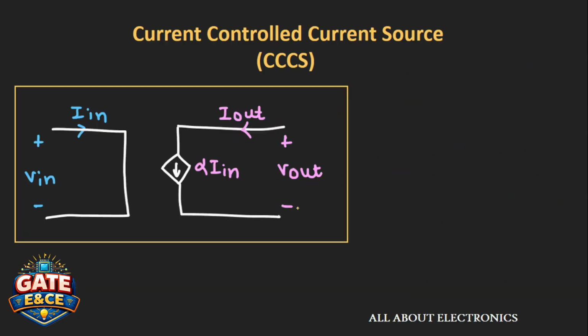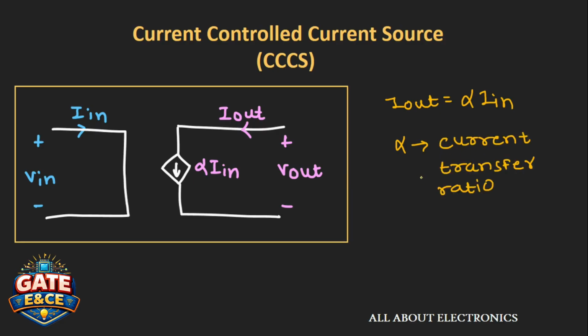The second source is the current controlled current source, where current is both the controlling and the controlled element. Here the output current I out can be given as alpha times I n, where I n is the input current which is controlling the current source. The alpha is the proportionality constant, or coefficient, of this current source. This alpha is a unitless parameter, and this coefficient alpha is also known as the current transfer ratio.